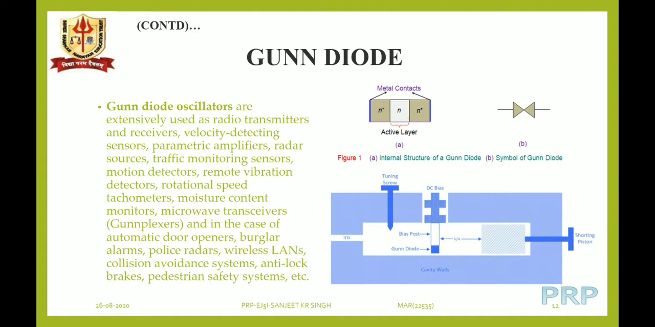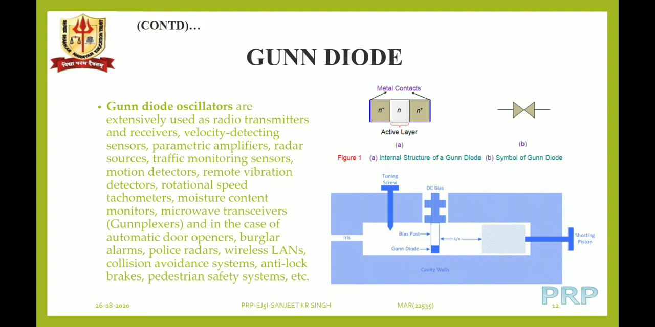Now the applications of the Gunn diode. Gunn diodes have many applications. One of the applications is to produce sustained oscillation. Gunn diodes as oscillators are extensively used as radio transmitters and receivers, velocity detecting sensors. It is used in parametric amplifiers, radar sources, traffic monitoring sensors, motion detectors, remote vibration detectors, rotational speed tachometers. It can be used in wireless LANs, collision avoidance systems, anti-lock brakes, pedestrian safety systems, and many more applications.